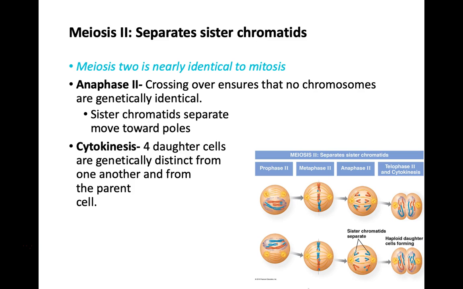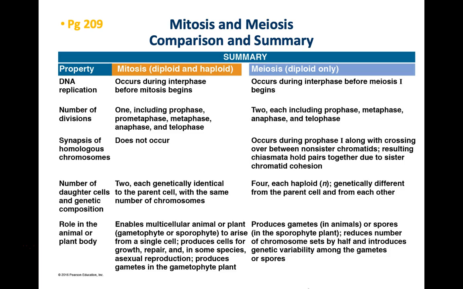And then again at the end we have 4 daughter cells, and this is different from mitosis that produces 2 daughter cells. So the goal of meiosis is to produce gametes and to produce genetically different gametes from one another. There's a really nice summary sheet on page 209 in your book. I'm not going to go through it, but I would say that there is a 100% chance that in the future you will need to describe the differences between mitosis and meiosis. So I would strongly suggest that you take note of this page.